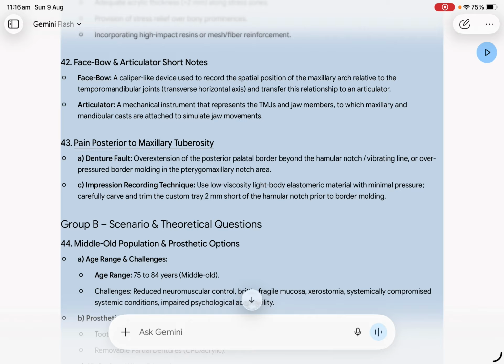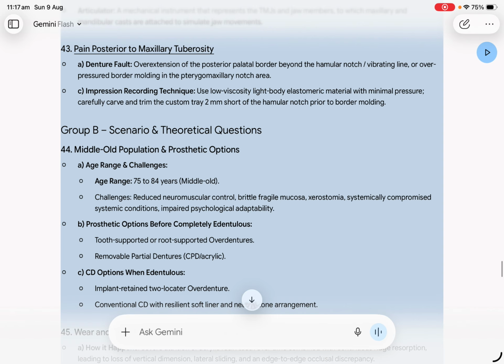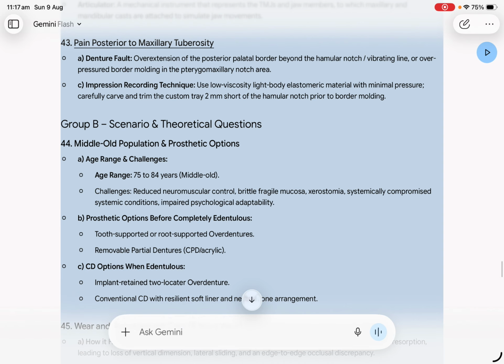43. Pain posterior to maxillary tuberosity. A. Denture fault: overextension of the posterior palatal border beyond the hamular notch vibrating line, or overpressured border molding in the pterygomaxillary notch area. C. Impression recording technique: use low viscosity light body elastomeric material with minimal pressure. Carefully carve and trim the custom tray 2 mm short of the hamular notch prior to border molding.